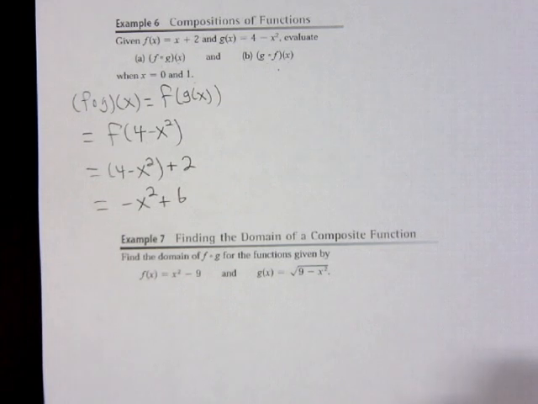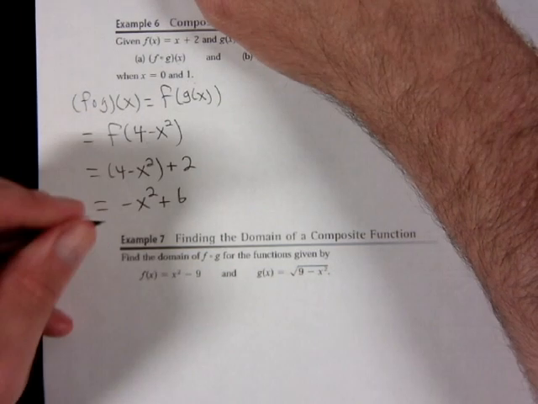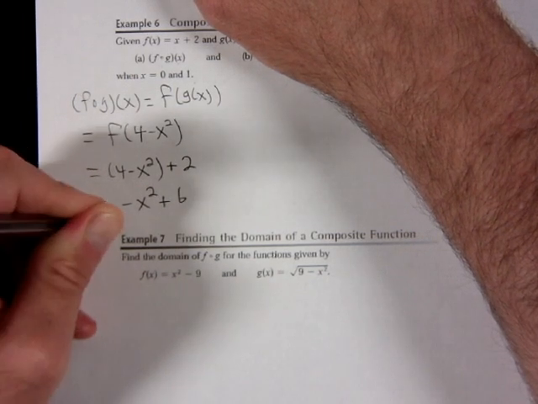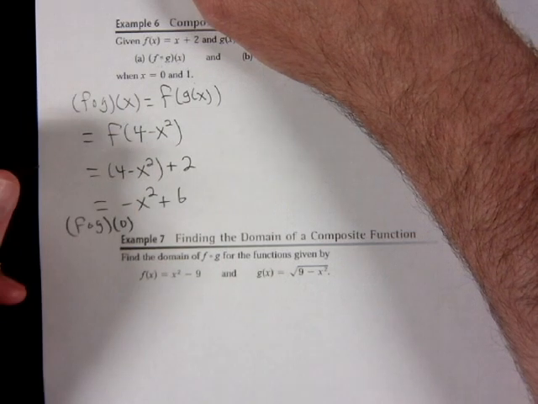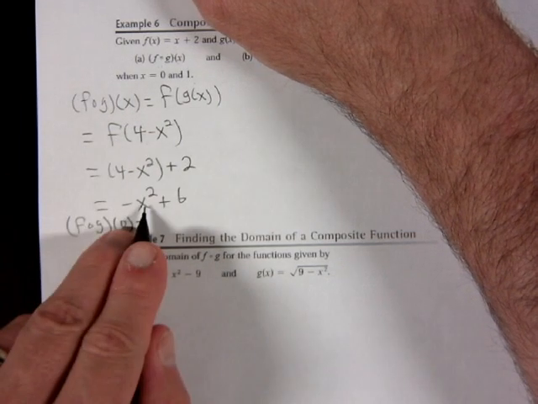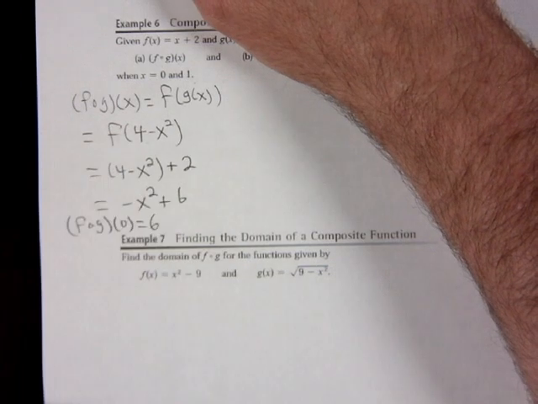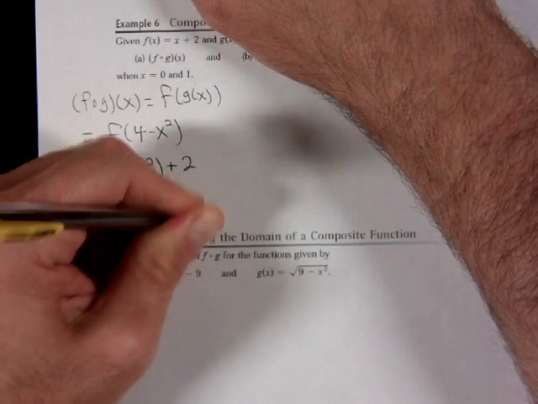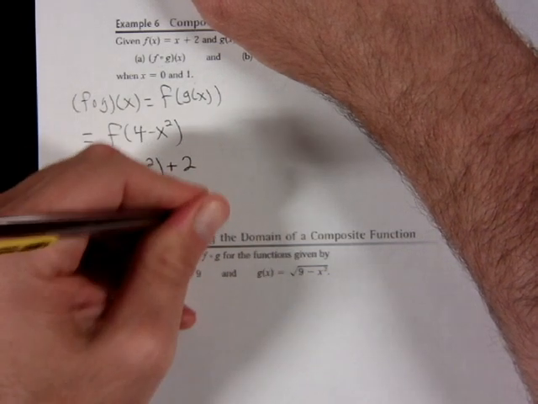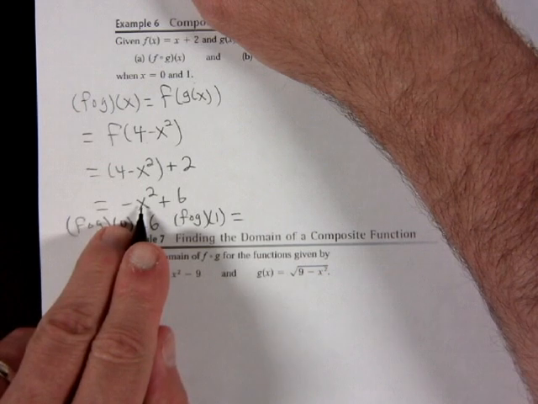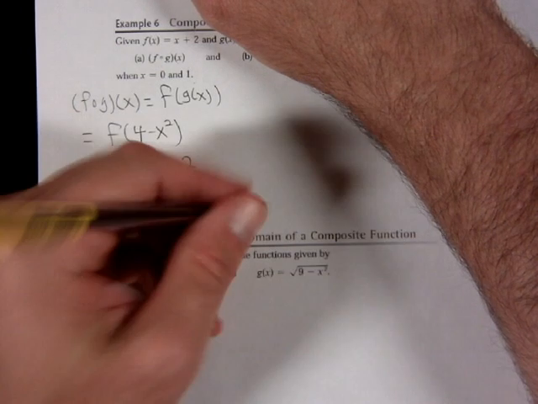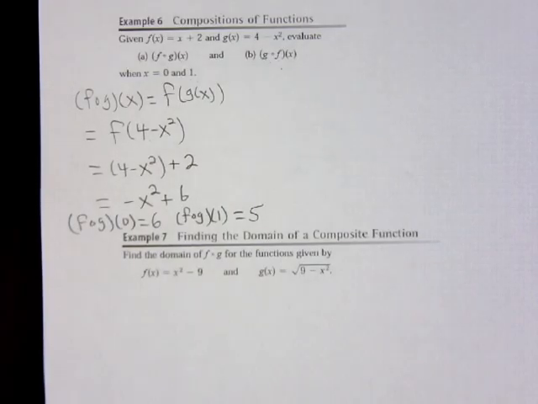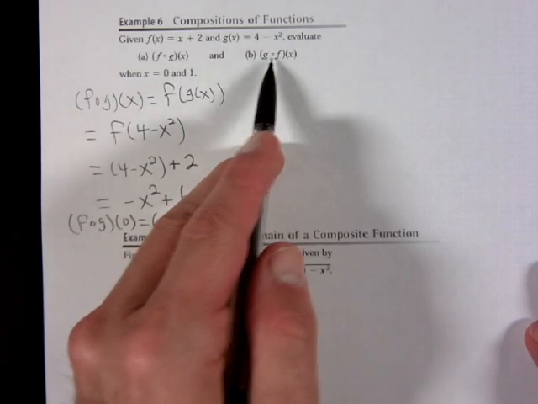The first thing they asked me to find is f of g of 0. If I plug 0 in there, that just evaluates to 6. They also asked me to find f of g of 1. If I plug 1 in here, that's negative 1 squared, negative 1 plus 6, which is 5. Now they also asked me to reverse it and find g of f of x.